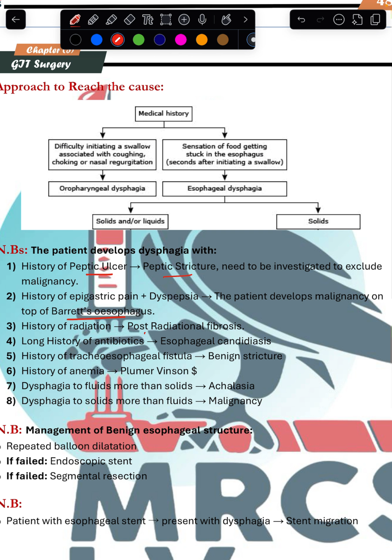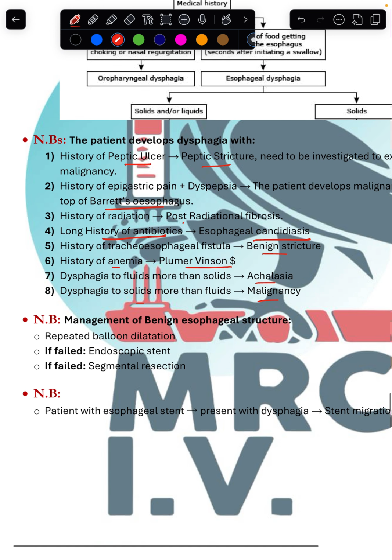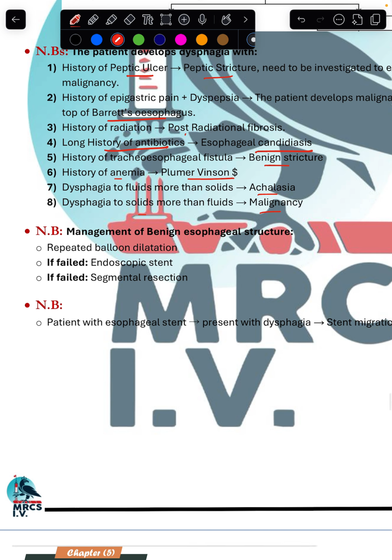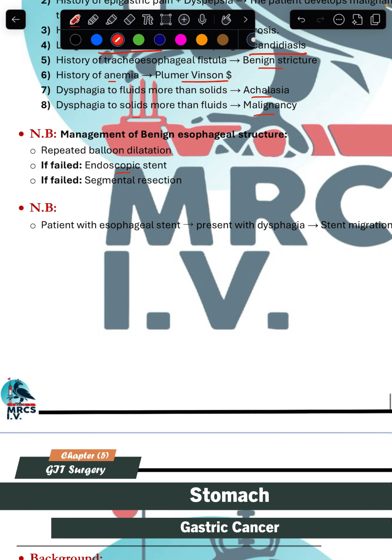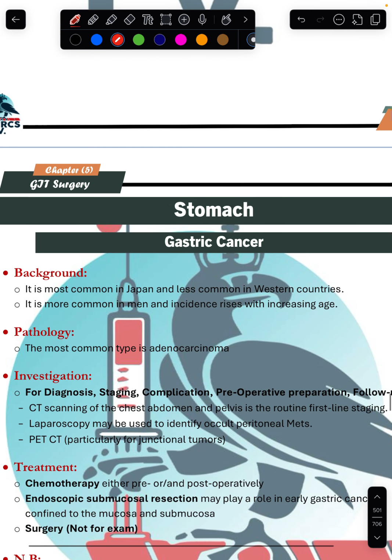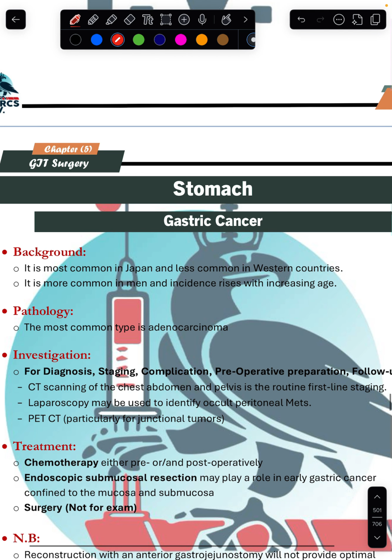History of radiation, post-radiation, long history of antibiotics: esophageal candidiasis. If the person has a history of tracheoesophageal fistula, benign stricture, history of anemia, Plummer-Vinson syndrome, dysphagia to fluids more than solids is achalasia, dysphagia to solids more is malignancy. Management of esophageal stricture is repeated balloon dilatation, and if that fails, an endoscopic stent. In patients with an esophageal stent who have dysphagia, look out for stent migration.